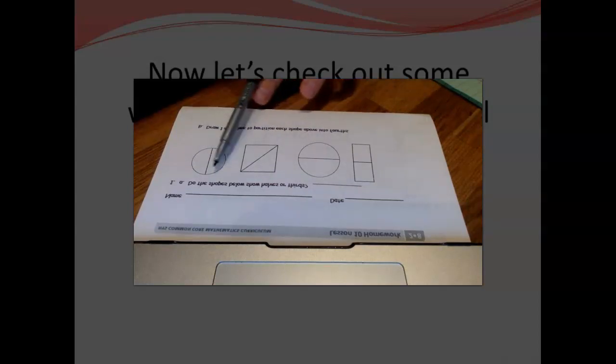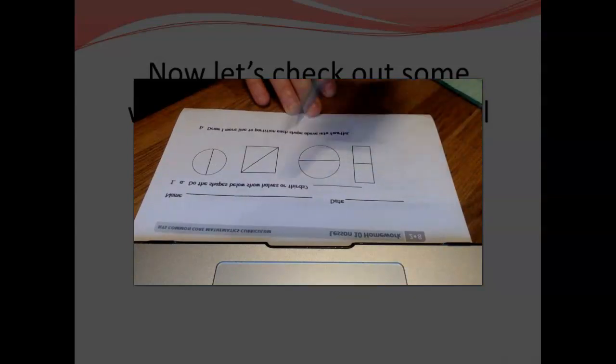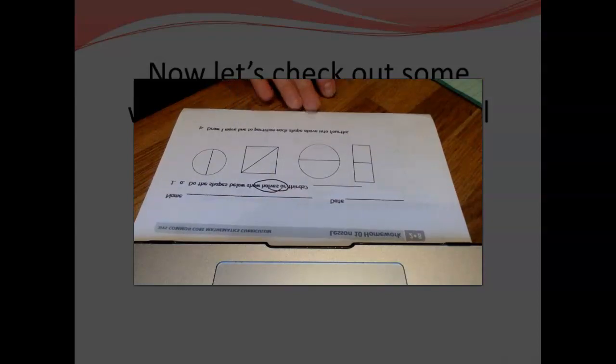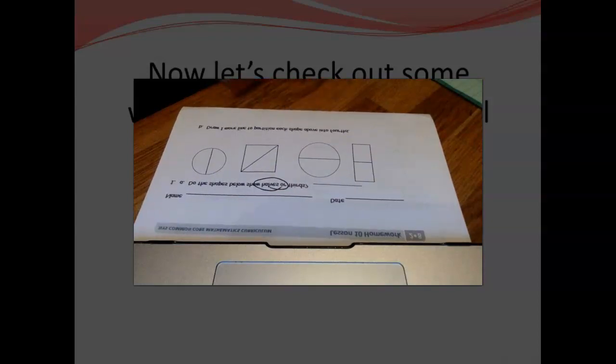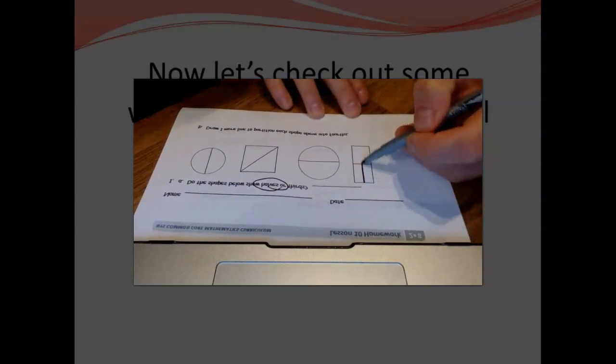The first one says, do the shapes below show halves or thirds? And when I look at them, they each have two parts. So those are halves. So I'm just going to circle halves. Draw one more line to partition each shape into fourths. So I was just telling you I love doing fourths. There's already two parts. All I need to do is split those parts in half.